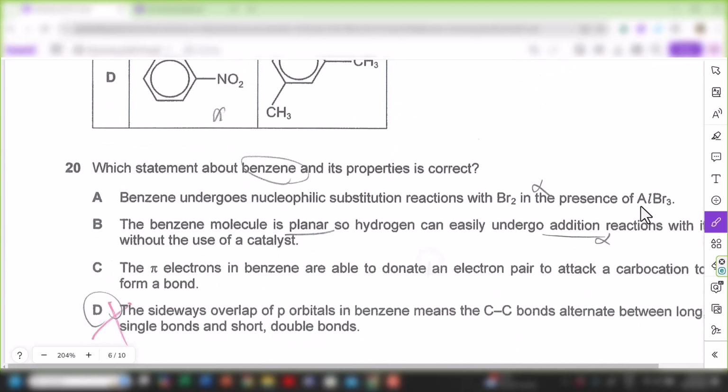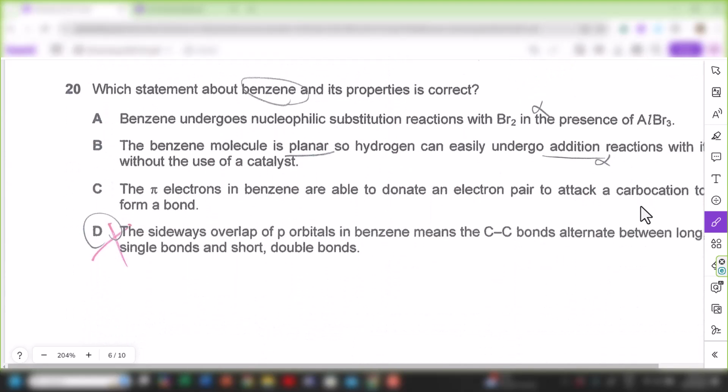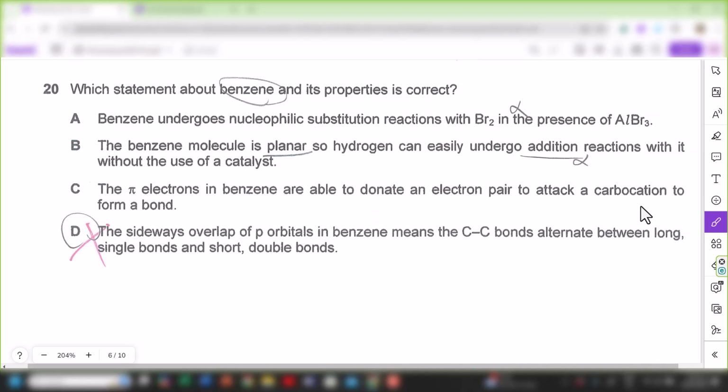Question 20. Which statement about benzene and its properties is correct? Benzene undergoes nucleophilic substitution. This is nonsense. It should be electrophilic substitution. Benzene molecule is planar, so hydrogen can easily undergo addition reaction with it without the use of catalyst. Again, nonsense. It doesn't happen. Benzene does not want to undergo addition so readily.